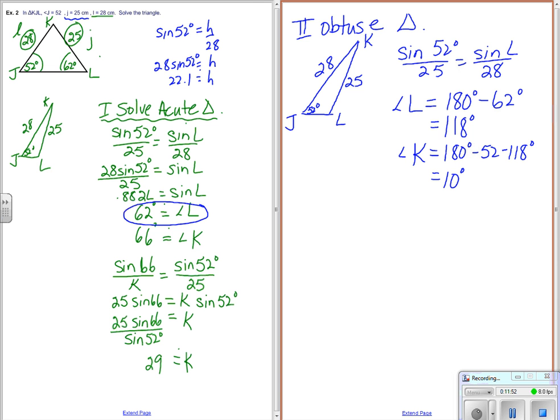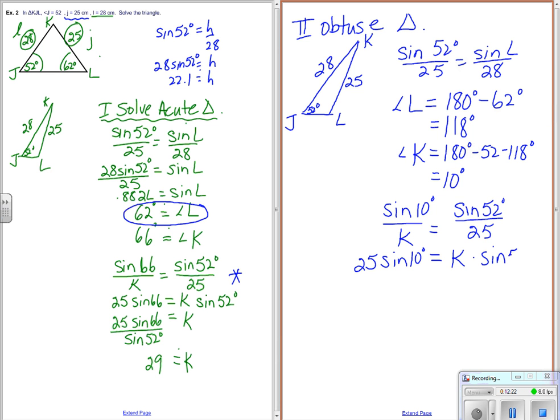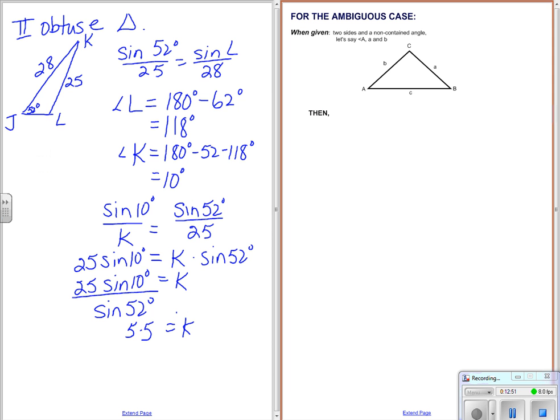So we have the three angles now. The only thing we're missing is side K. So we need to solve it like we did here, but the numbers are all different for this particular triangle. I have sine of 10 degrees over little k equals sine 52 over 25. Very much in the same way, I'm going to solve for k. I'm going to multiply both sides by 25, multiply both sides by k, divide by sine 52. And I should get a much shorter k. K is approximately 5.5, as opposed to 29 in the last one. So with the same information, we've come up with two possible accurate answers. That is the ambiguous case.